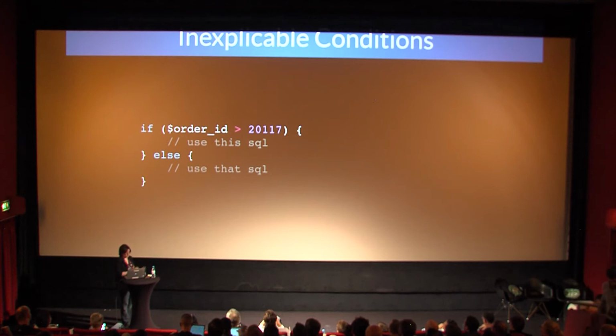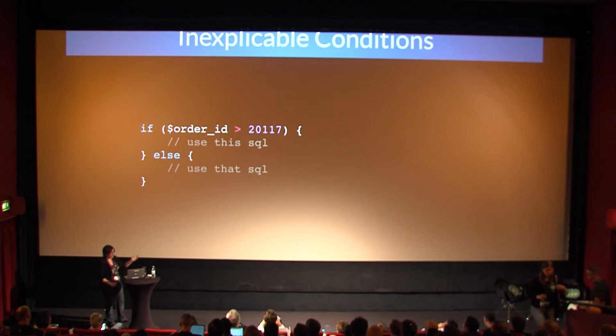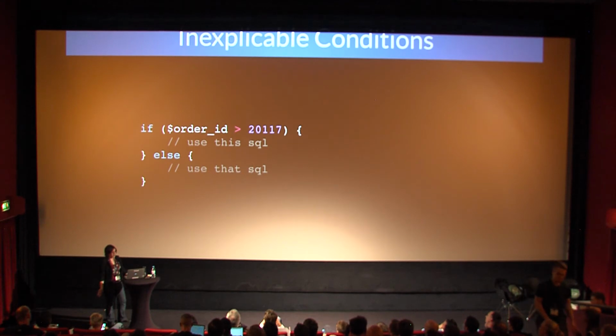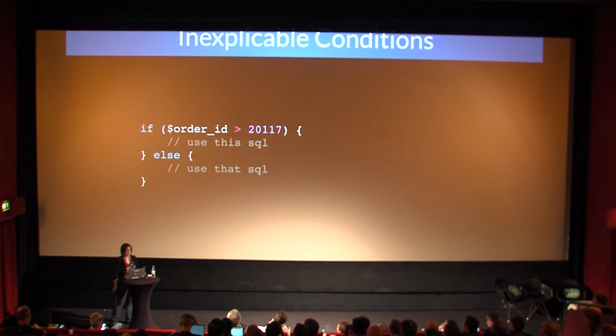Every script is a new script. Interesting inexplicable conditions, also taken straight from some code. If the order ID is greater than 20,117, use this SQL. If not, use another SQL to query the database. And then you wonder, well, of course, there's no comments, there's no documentation.